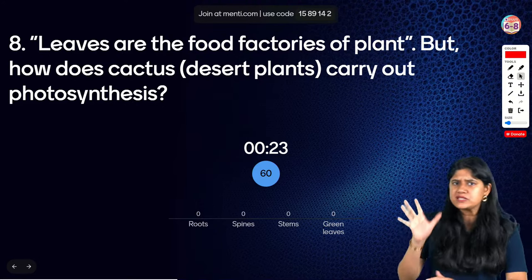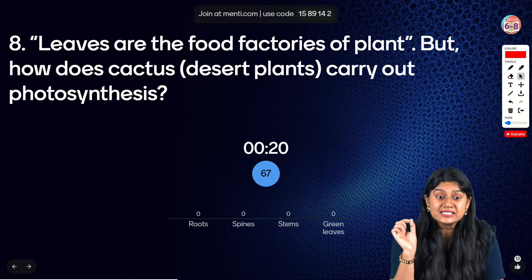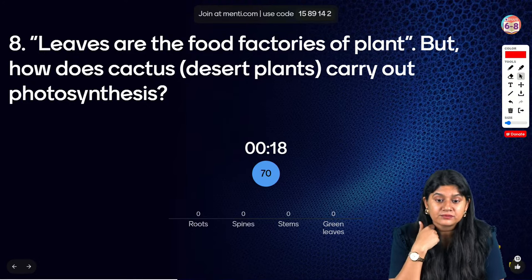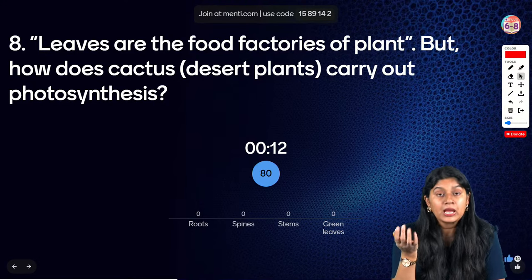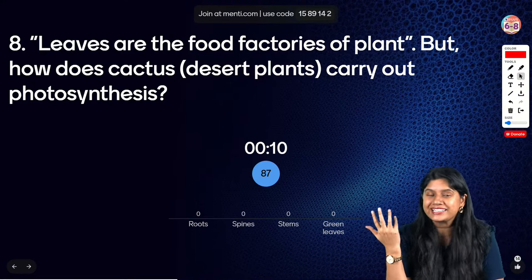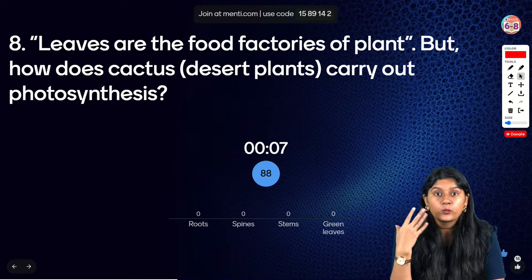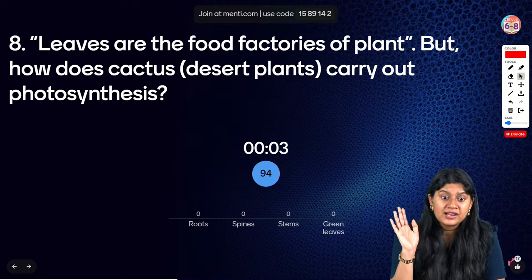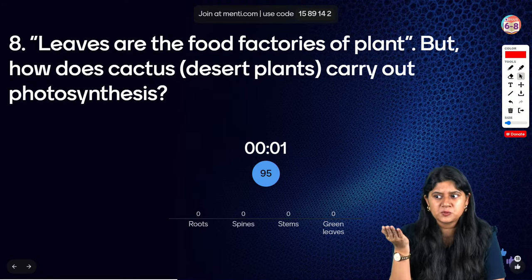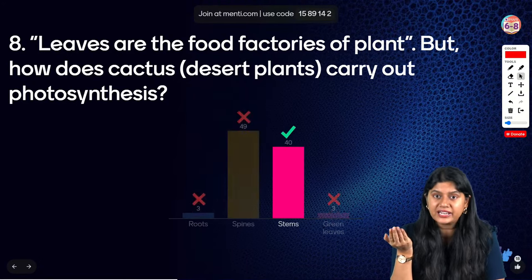We know that leaves play a very important role in the process of photosynthesis. Yes, Purvi, I'll give you time. We know that leaves are the food factory of the plant. But in the case of a desert plant like cactus, where will we see the photosynthesis happening? It's a very easy question, everyone. Does it happen in the roots, the spines, the stem, or the green leaves?